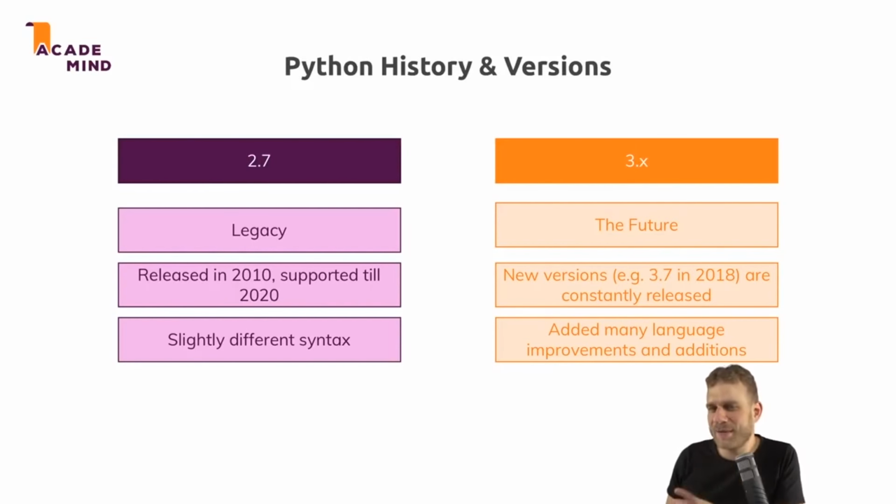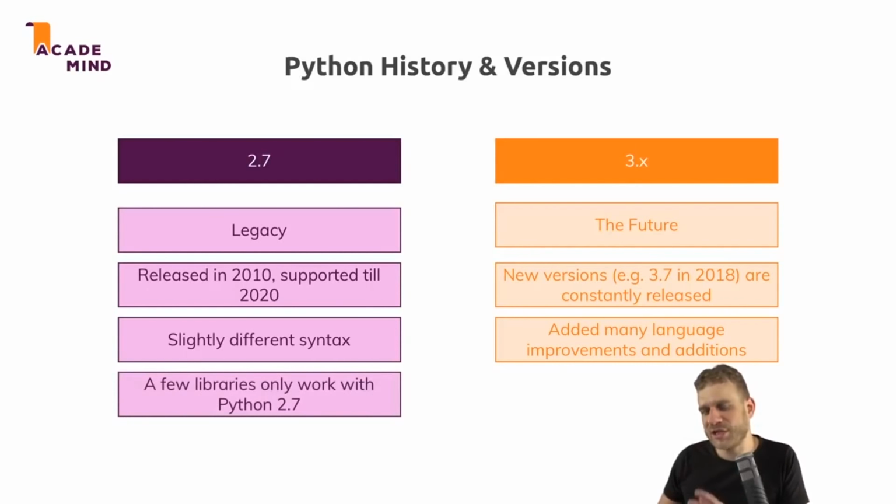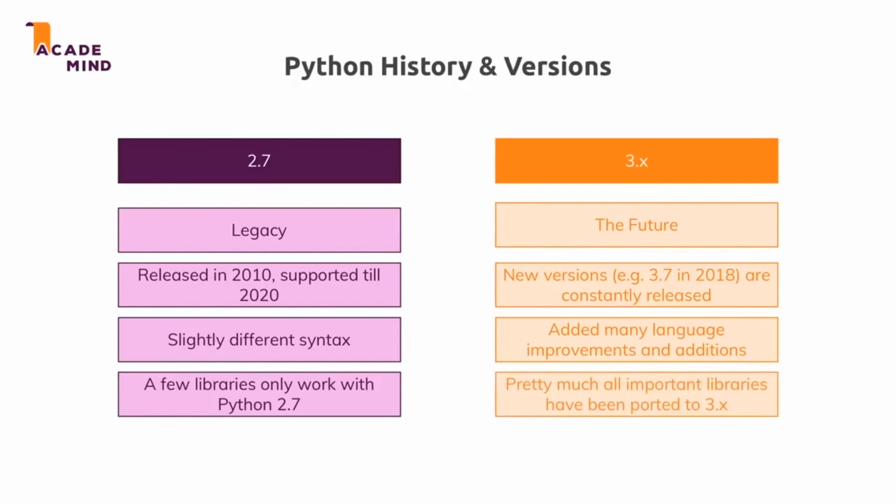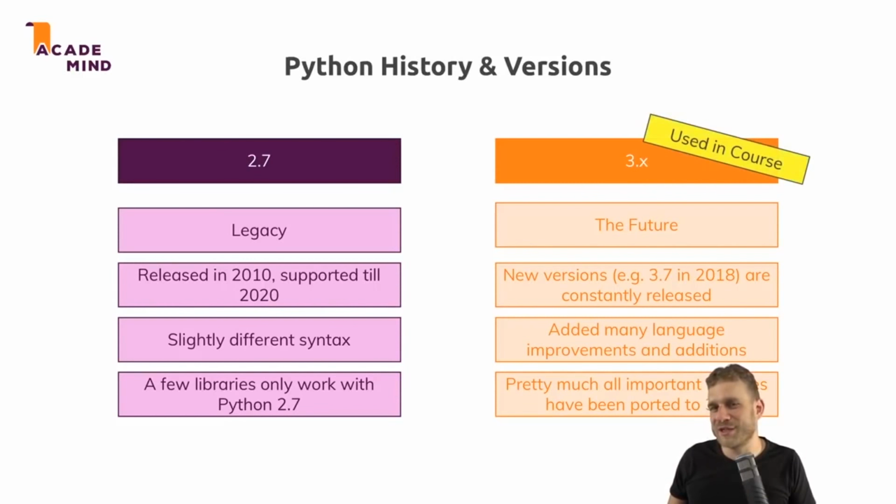There still are some, very few, libraries that only work with Python 2.7, but the vast majority of all third-party packages you might want to use have been ported to 3.x, so this should very rarely be an argument for picking 2.7. And therefore, learn 3.x. It's also the version we're using in this course for that reason. It's the future of Python, and of course we want to learn that future in this course.